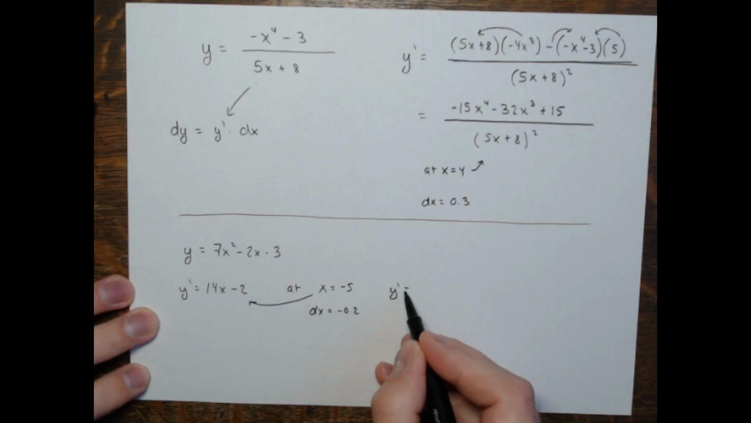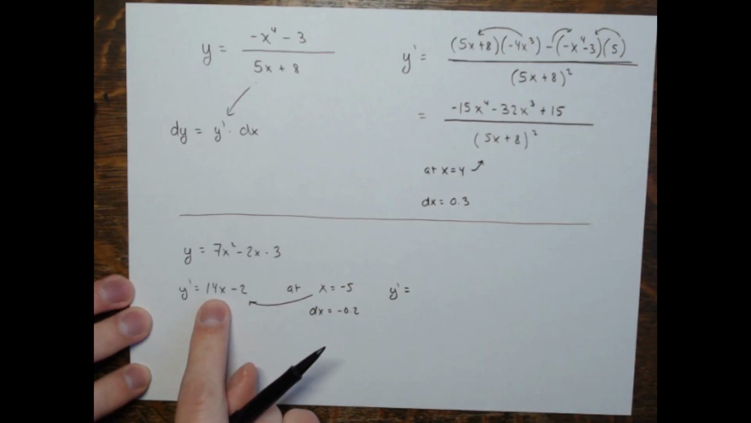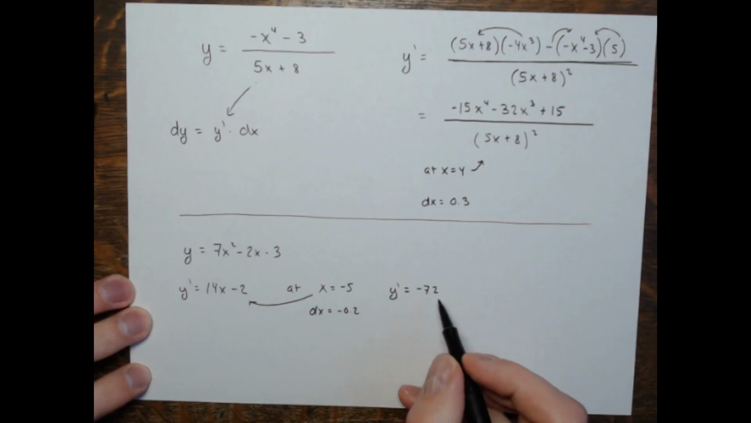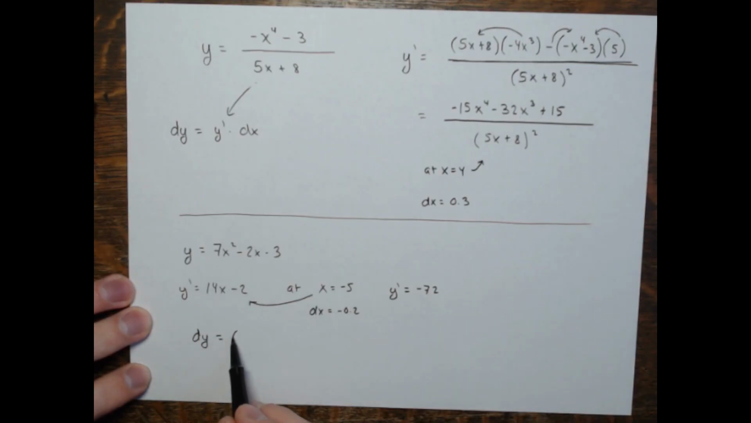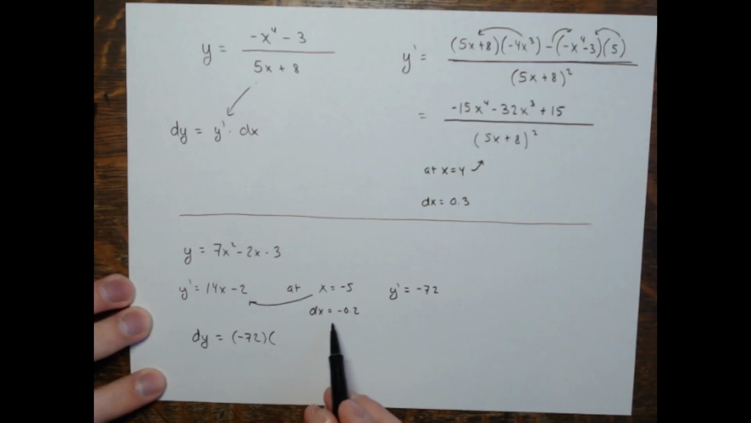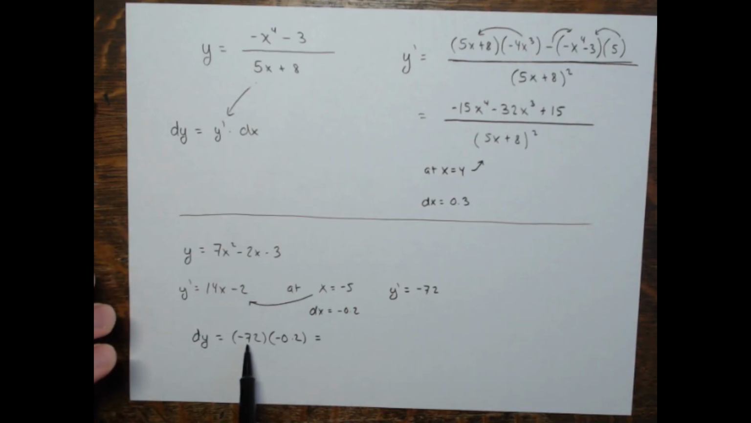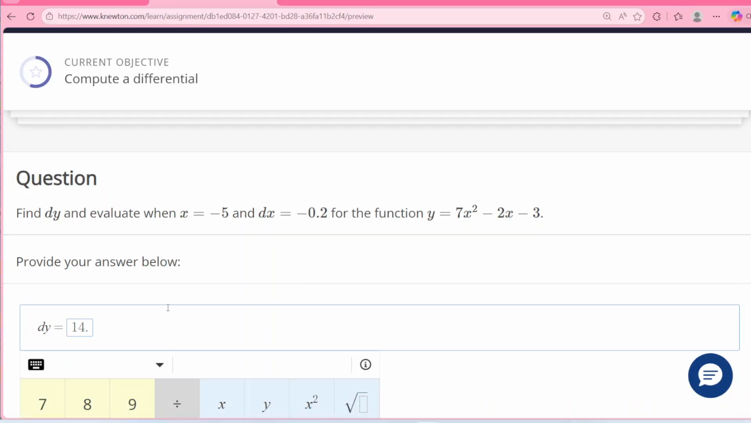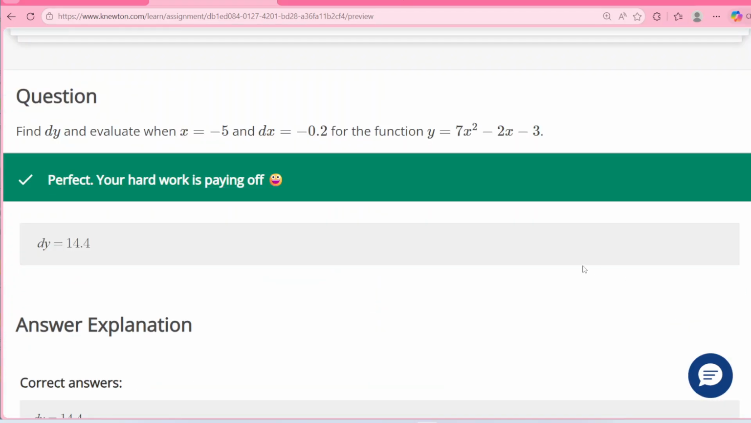So y prime at negative 5 would be negative 72. So dy is going to be negative 72 times dx, negative 0.2. So that's positive, 2 times 72 is 144, so positive 14.4 for dy. That's exact.